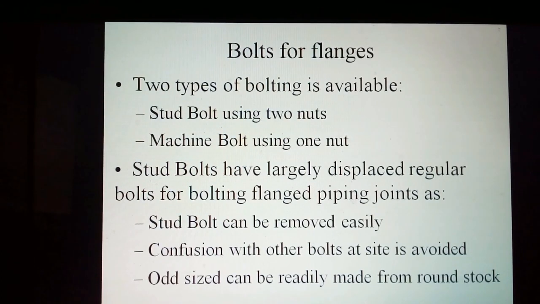Bolts for flanges. Two types of bolting are available. Stud bolt using 2 nuts and the machine bolt using 1 nut. Stud bolts have largely displaced regular bolts for bolting flanged piping joints, as stud bolts can be removed easily. Confusion with other bolts at site is avoided. The studs can be readily made from round stock.